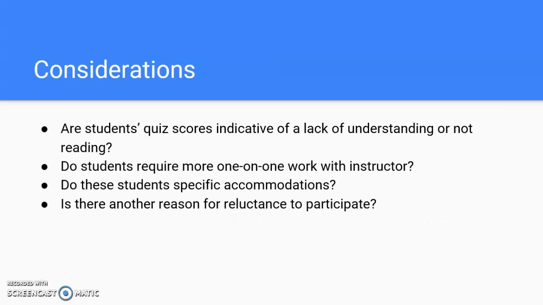Some of the other considerations that I had throughout this unit and really in identifying the problem for students A and B were, are the students' quiz scores really indicative of a lack of understanding, or is it more so they are not reading? So if it's really the former here, the lack of understanding, obviously one of the things that I would also need to address is, do the students require more one-on-one work with the instructor? Moving on, some other considerations that I had made were, do these students have specific accommodations?